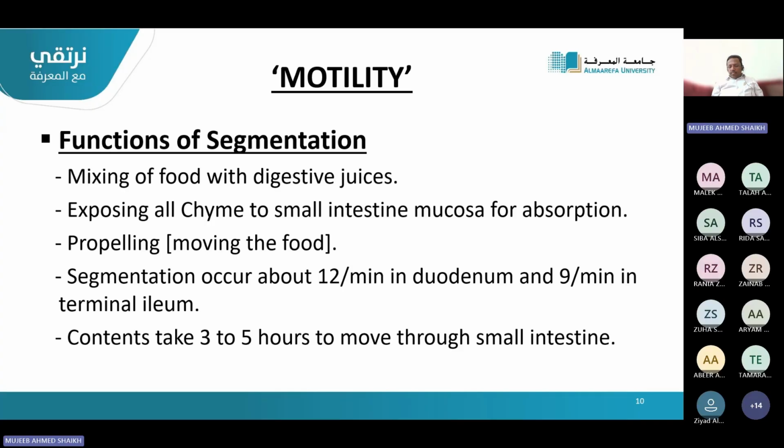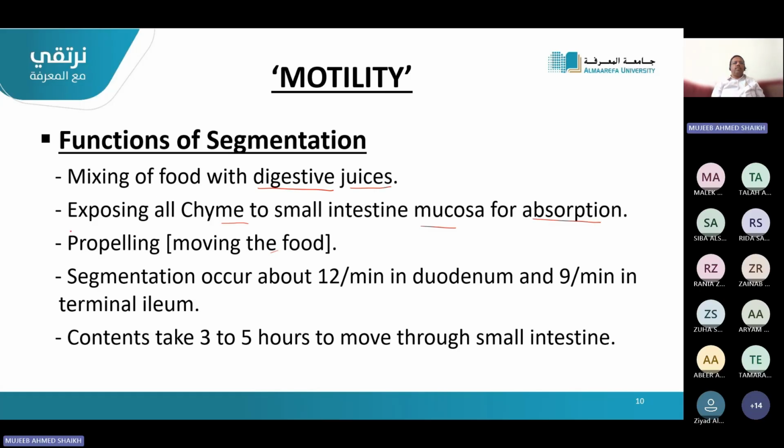What are the functions of this segmentation contraction? As I told you, it will mix the food with the digestive juices. There are digestive juices coming from the pancreas as well as from the intestine. It will be mixing the chyme with them. That's why it is useful. Also, it will expose the chyme. As I told you, the food bolus will roll along all the walls of the small intestine internally, so it will expose the food to the mucosa, which helps in the absorption of the food.